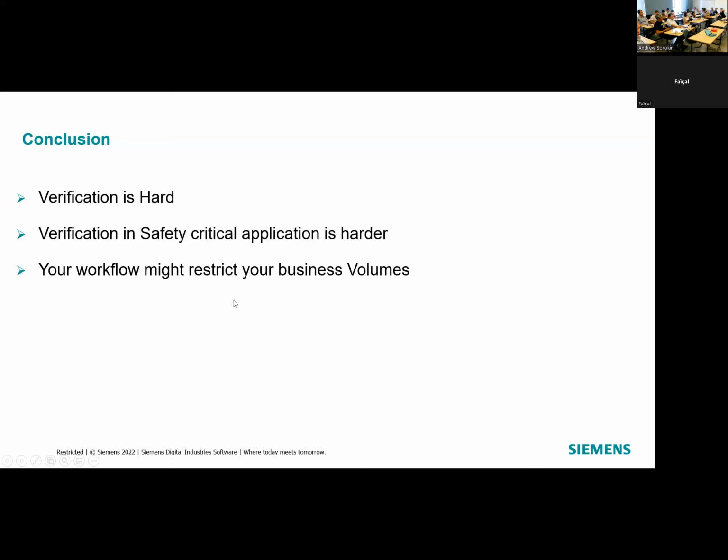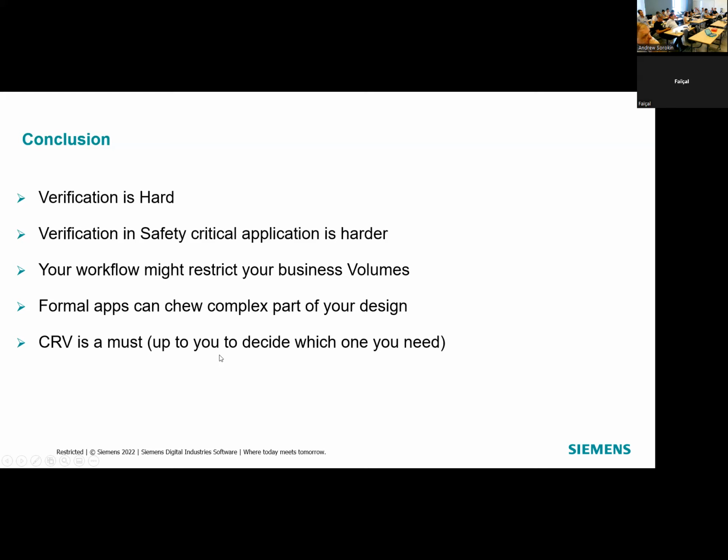If you are not using the right workflow, this might restrict your business volume. A lot of companies are looking for subcontractors, but if you are not using the right methodologies and the right tools, you would be excluded. Formal apps can chew through complex parts of your design. As I said, the best methodology in the world is a hybrid approach where we use a bit of formal, a bit of simulation, a bit of prototyping, because every methodology has its strong points and its weaknesses. So we need to find the best methodology for each part of your design. Constrained random verification is a must.